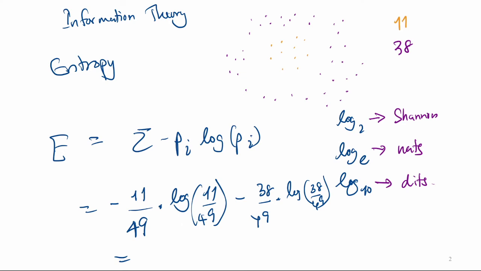Alright, so I calculated the first part, and that turns out to be something like 0.33 and minus 38, that is 0.19. So let's take this to be 0.20.